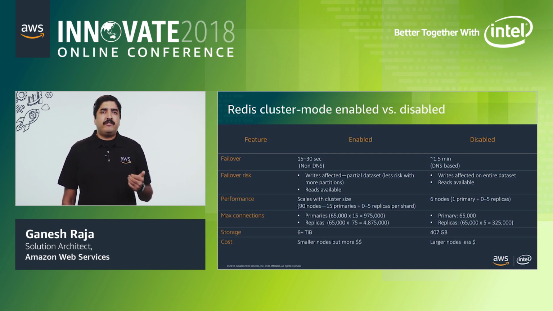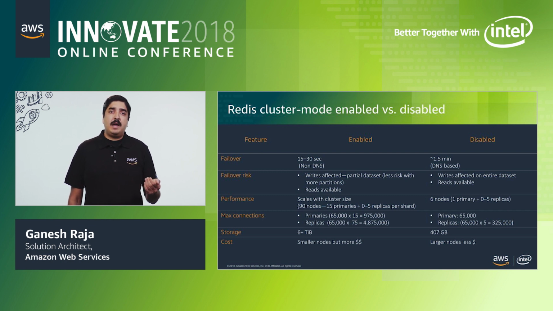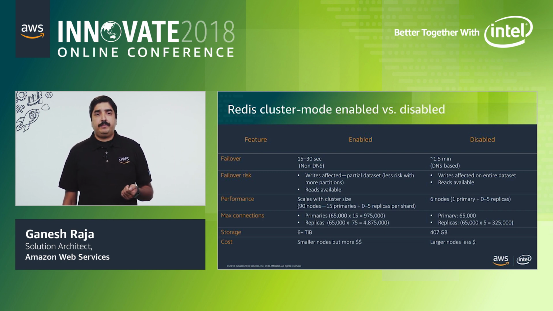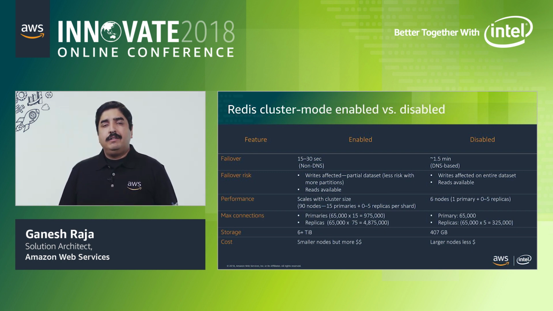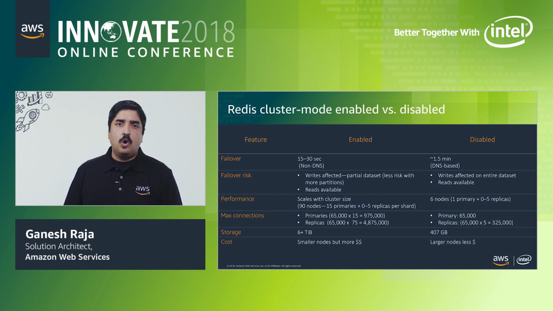The other noticeable difference here would also be storage, because you have more nodes and your data is spread across many primaries. You can have 6+ terabytes worth of data in cluster mode enabled topology. The one trade-off here is cost. Running cluster mode enabled may be more expensive because you have more nodes. However, when you are architecting using cluster mode enabled, you are selecting smaller size nodes versus a larger node. But the cost is indeed more expensive with cluster mode enabled, so that would be your trade-off.